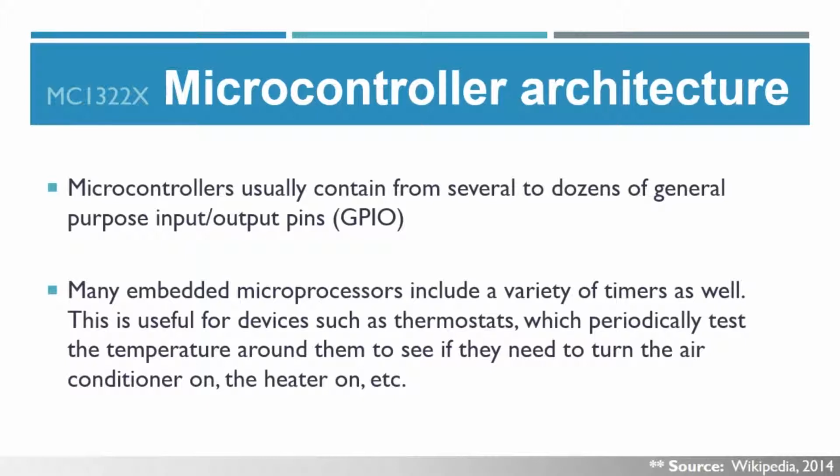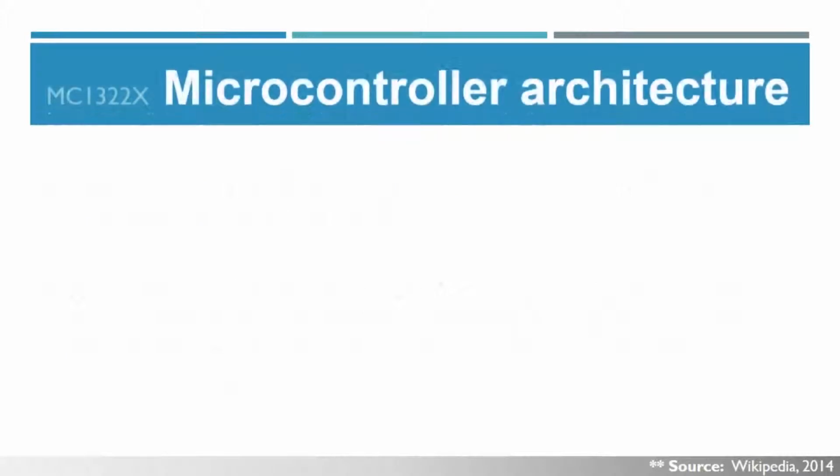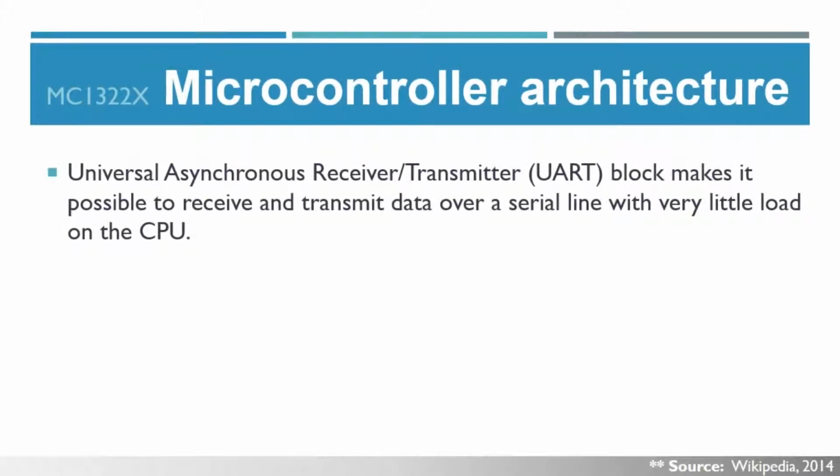Many embedded microprocessors include a variety of timers as well, and timer is an important module that we will talk about in a bit as well. One of the most common types of timers is the programmable interval timer known as the PIT. A PIT may either count down from some value to 0 or count up to the capacity of the count register, overflowing to 0. Once it reaches 0, it sends an interrupt to the processor indicating that it has finished counting. This is how the timer works in general.